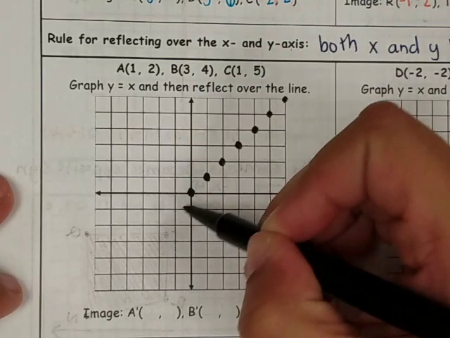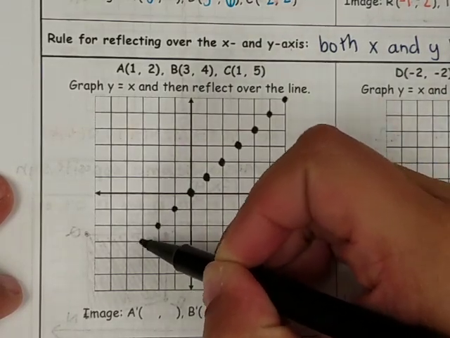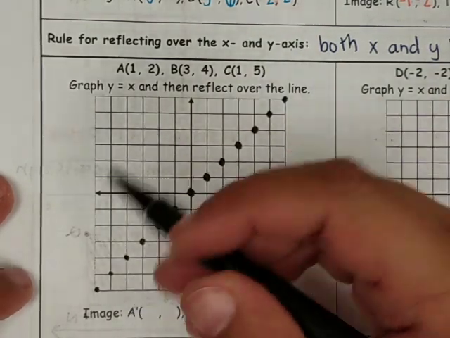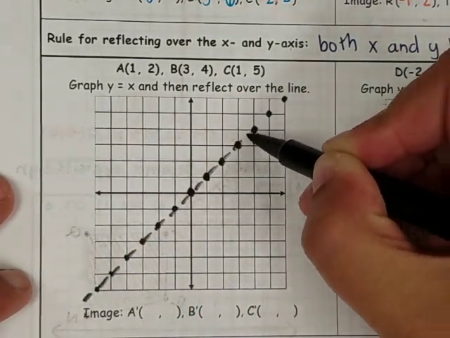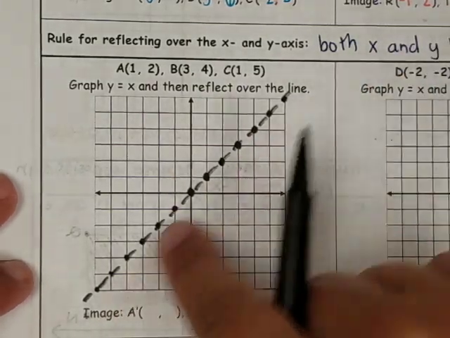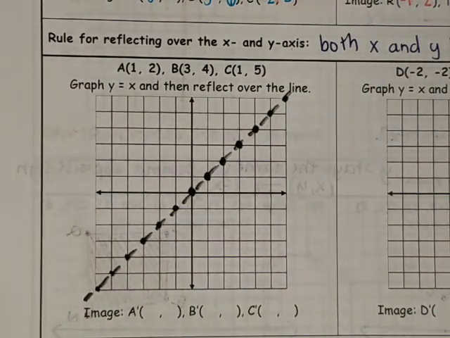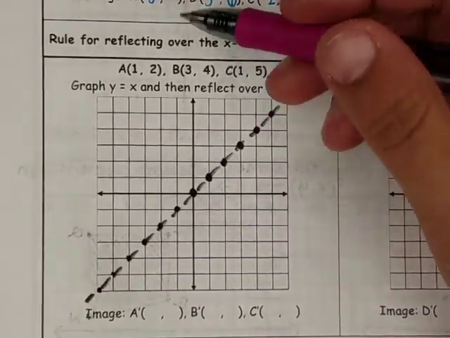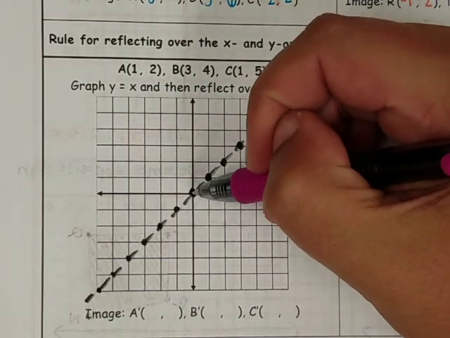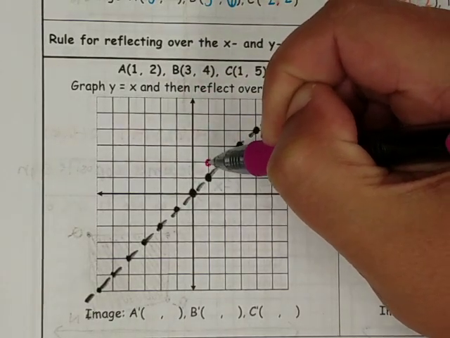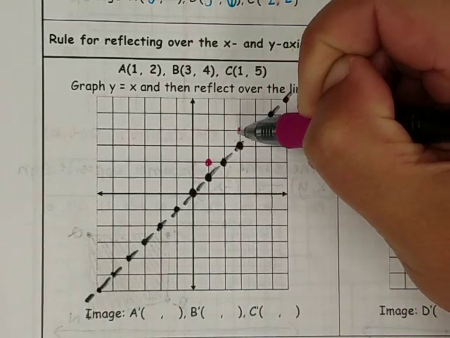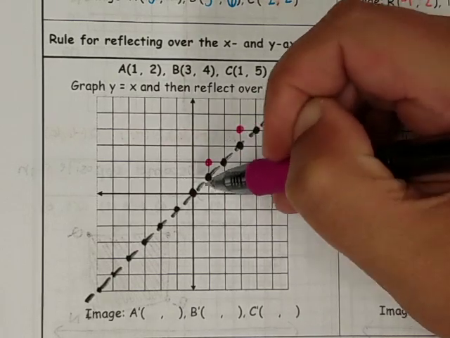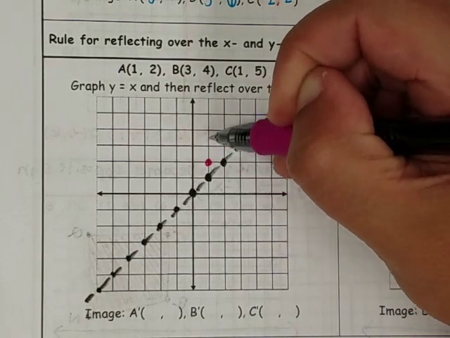So what we can do, based on a pattern, is we can just draw the line y equals x going through all these dots. So this is going to be our line of reflection. So go ahead and draw those dots, and then connect them with a dotted line to show that that's our line of reflection. So now we're going to graph our triangle ABC. This triangle is a little bit new. The ordered pairs are 1, 2, so over 1, up 2. 3, 4, over 1, 2, 3, up 1, 2, 3, 4. And then C is over 1, up 1, 2, 3, 4, 5.